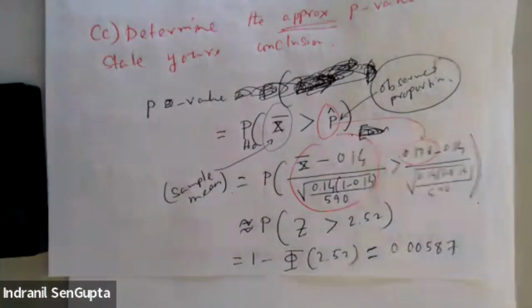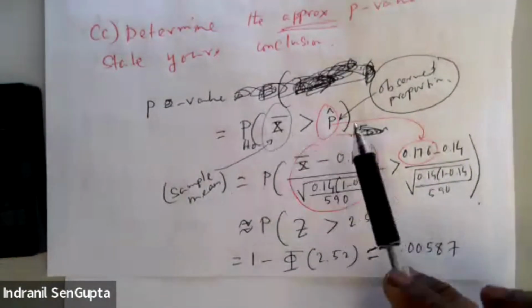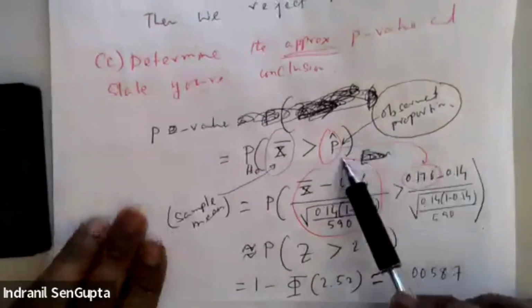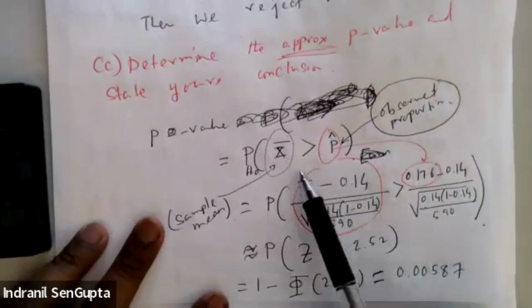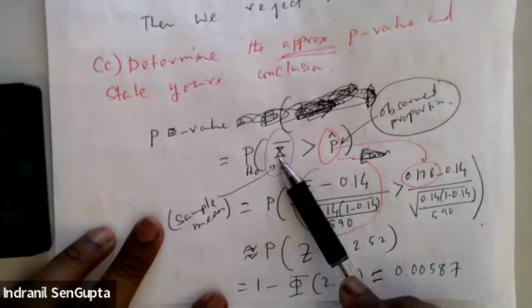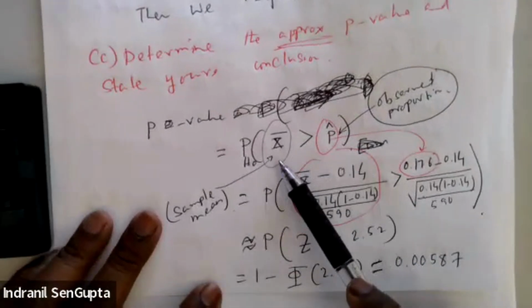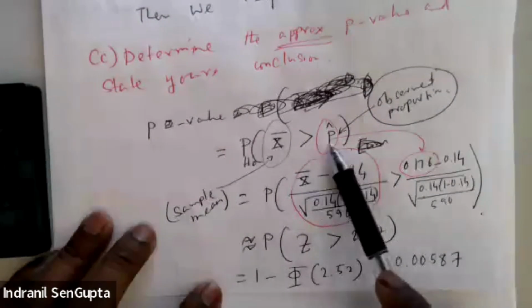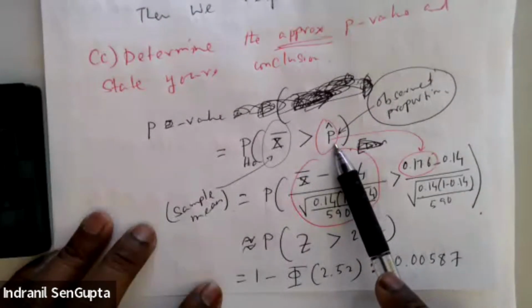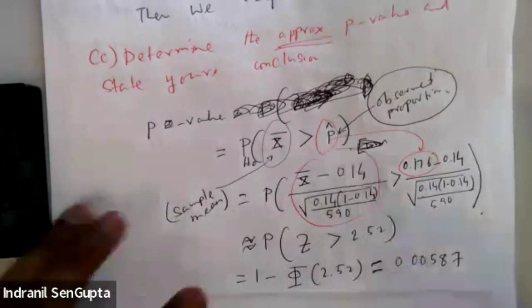So that's the p-value. The p-value is based on the sample, so this is the observed value, something we observed. So what is the probability that the sample mean is actually more than the observed value of the proportion?